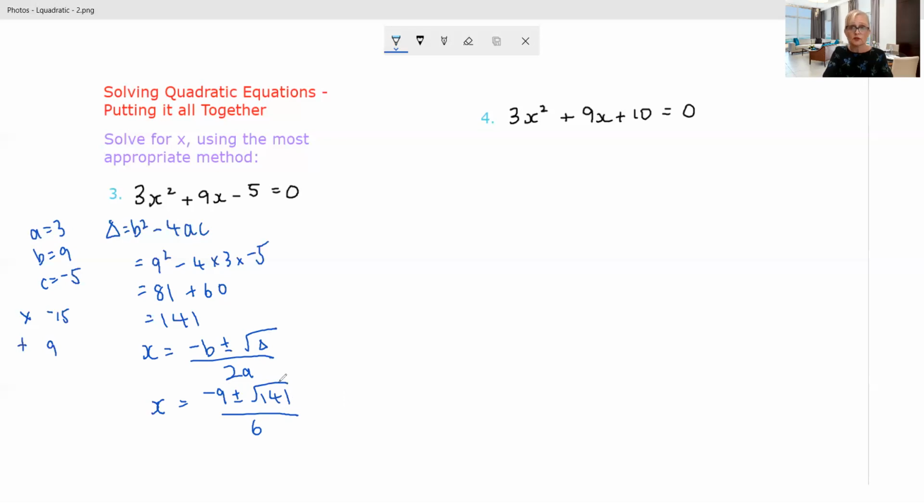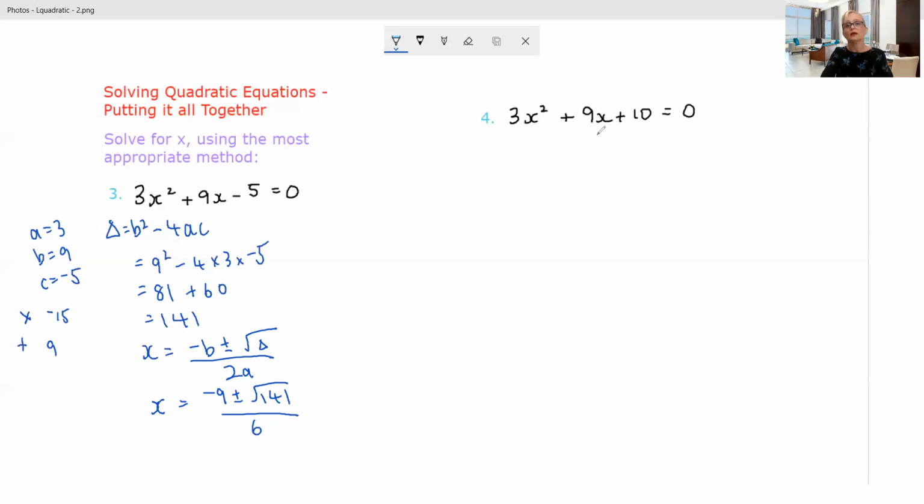If you wanted an approximation, then you could, on your calculator, do negative 9 plus root 141 and divide that by 6, and negative 9 minus root 141 and divide that by 6. Square root of 141 would be nearly 12, wouldn't it? Because the square root of 144 is 12.